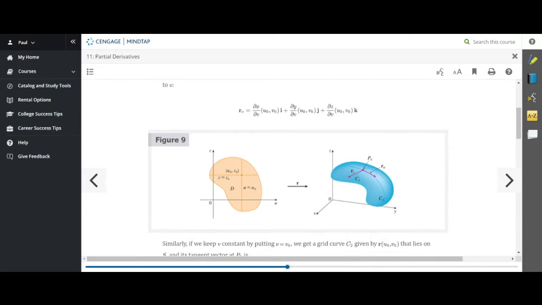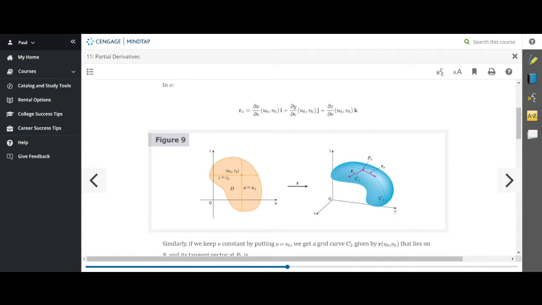If you notice in Figure 9, the first picture there, if you let u equal some constant, u sub 0, and let v vary, then you're going to have a line in that domain, and the points that go with that line are going to trace out a curve, C1, on the surface. Similarly, if you let v equal a constant, you'll have another line in your UV plane, and that's going to trace out another curve, C2, on the surface.